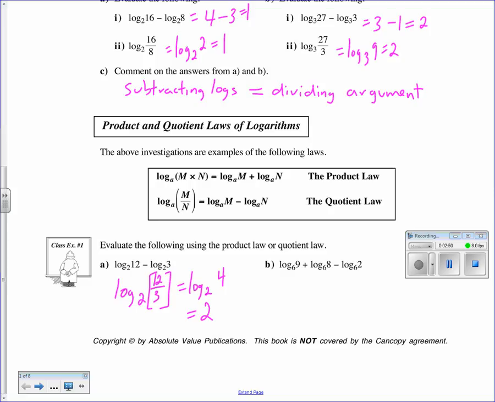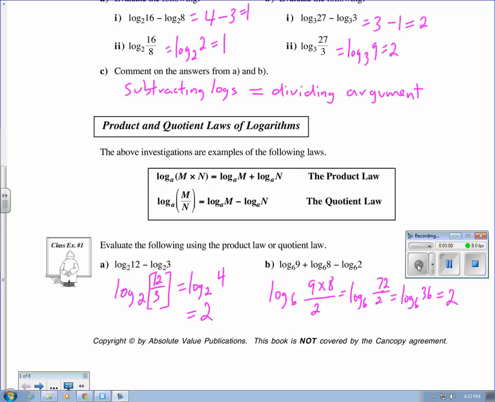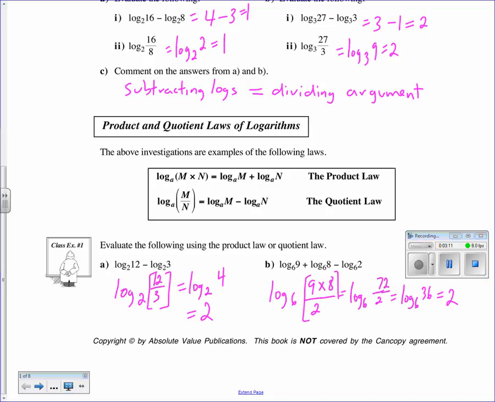Again, I don't know how 6 is related to 9, 8, or 2, but I'm going to try to apply the law, this time the product law and the quotient law together. So putting the laws together, I get to multiply and divide in the order that they appear. 9 times 8 over 2 certainly makes a number that's more recognizable and relatable to the base of 6. Let's turn the page over.